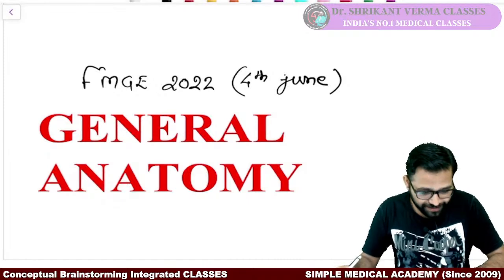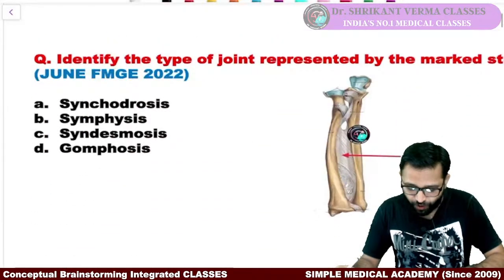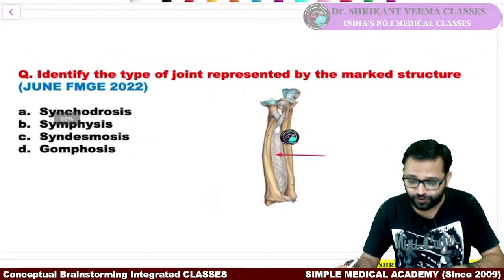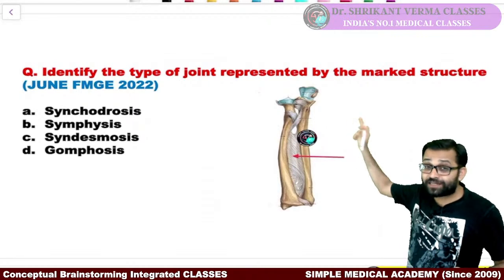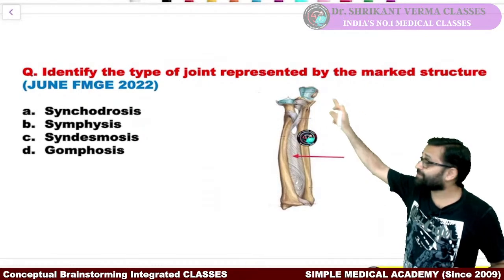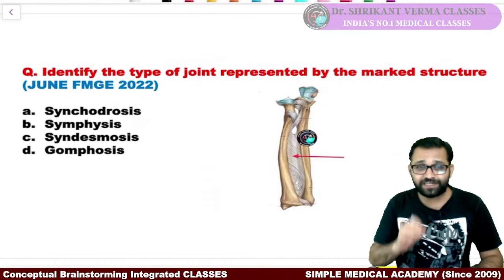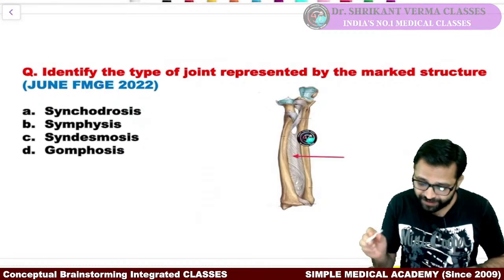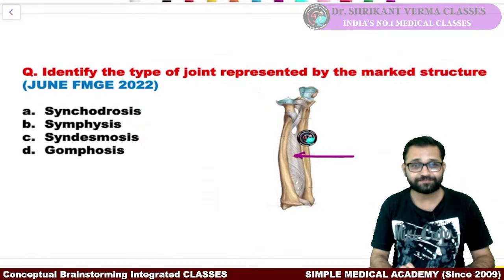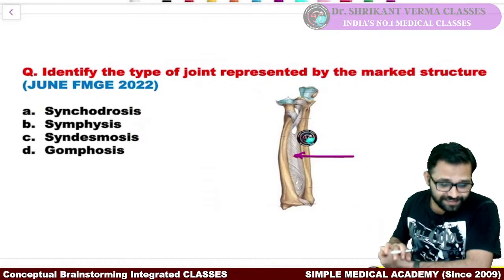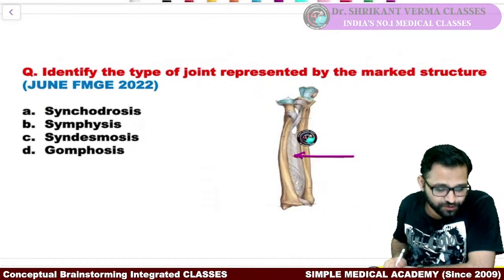Okay, so here we are going to talk about our first question. I told you during the class, yes, that joint topic will be definitely asked. Can you see the first question? Identify the type of the joint represented by the marked structure. So this question had been asked. So can you tell me the answer? Yes. So tell me what is your answer.